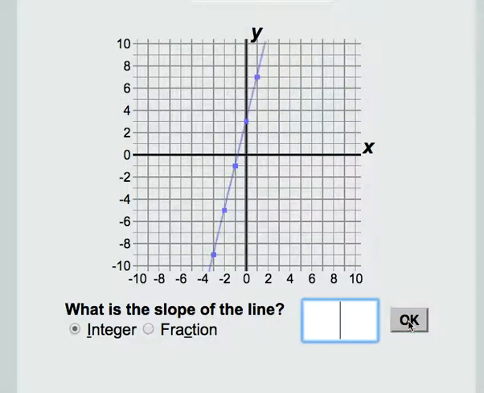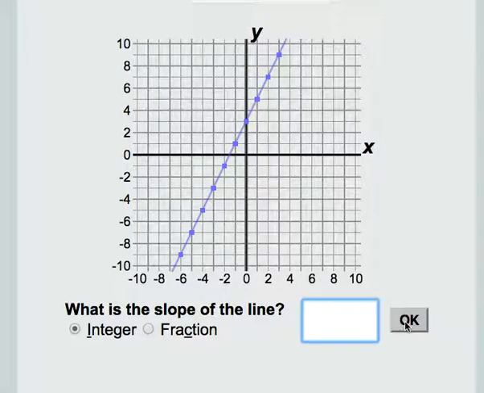Okay, let's have a look at this one. What is the slope of the line? Again, let's look for a triangle. Here we have a right angled triangle. We're going to rise up 3 and we're going to run across 1. So 3 on 1 is 3.